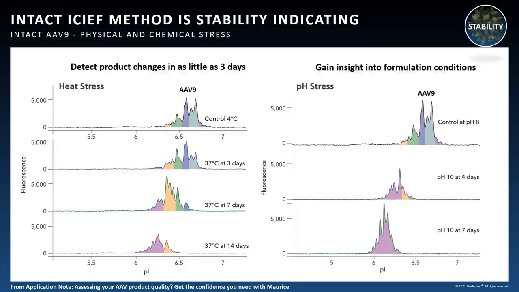Shown on the right is the same AAV9 particle sample, this time incubated at pH 10 for either 4 or 7 days. The change is much more substantial at 4 days compared to the temperature stress at 3 days, and at 7 days at pH 10, the AAV has changed as much as 2 weeks at 37 degrees C did. So the AAV is substantially impacted by storage in pH 10 buffer. This sort of information is available at 10 minutes per injection and requires very little sample, making the method ideal for both stability tests as well as formulation development.